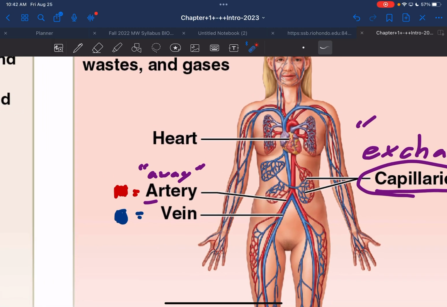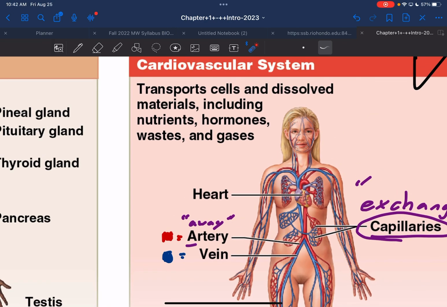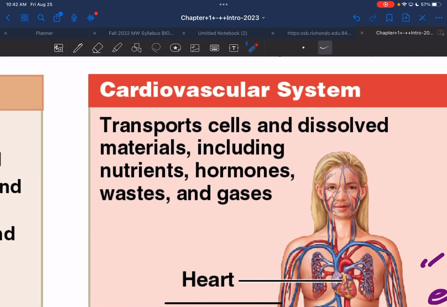And so Latin, vein. And then the heart is part of that cardiovascular system, but we're all very familiar with that, right? Cardio is good for a heart exercise that gets your heart beating.